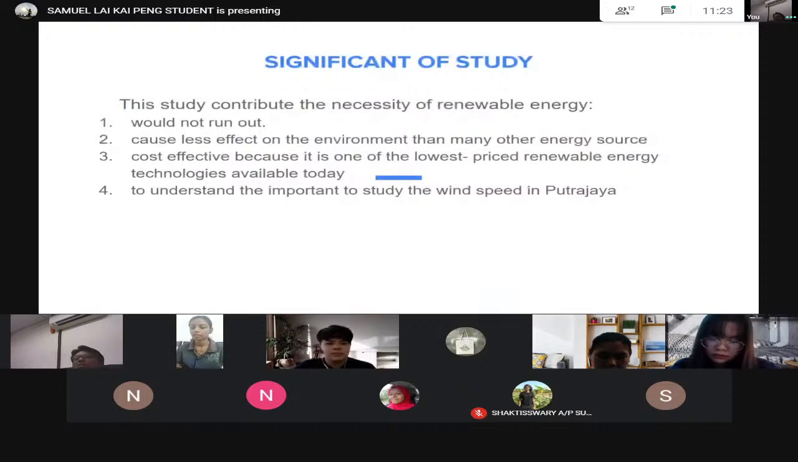Fourth is to understand the importance of studying the wind speed in Putrajaya. In order to know the turbine's function, the major factor is wind speed. So it is necessary to know the wind range, the important wind speed to run the turbine.